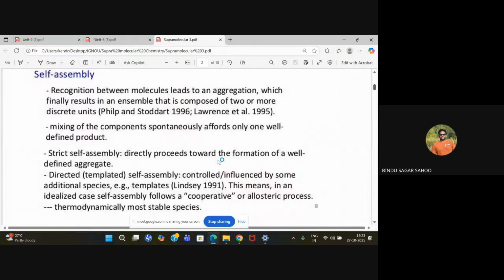But in strict self-assembly, the stepwise interaction doesn't occur. They will combine the host and guest molecules. They will directly combine with each other.